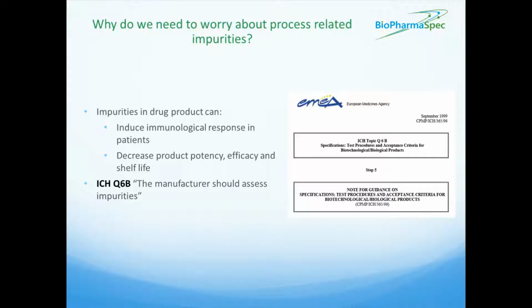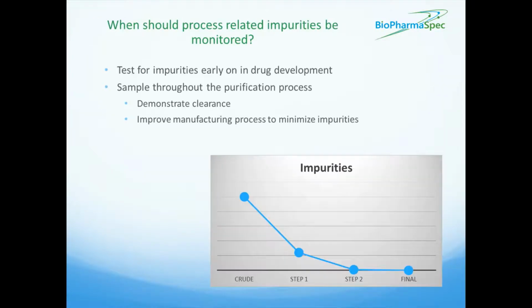Impurity analysis is listed as one of the key tests for biopharmaceutical product characterization by the ICH Q6B document, which provides crucial guidance for proper product characterization and is a guidance that we rely on a lot here at BioPharmaSpec when designing our assays. It's also important to note that in addition to identifying impurities, it's very important to monitor the concentration of impurities, as this will be very important when assessing risk.